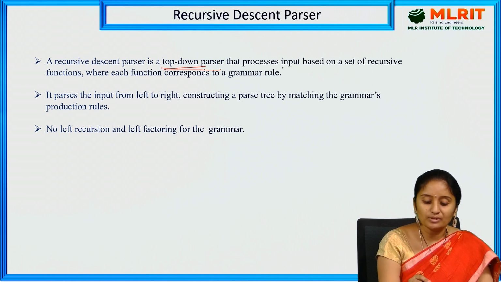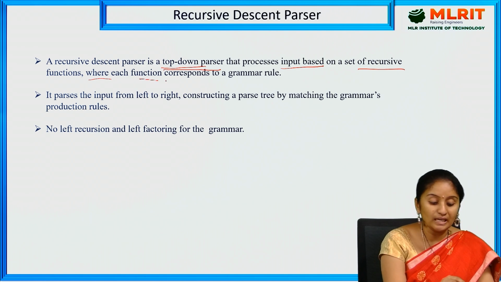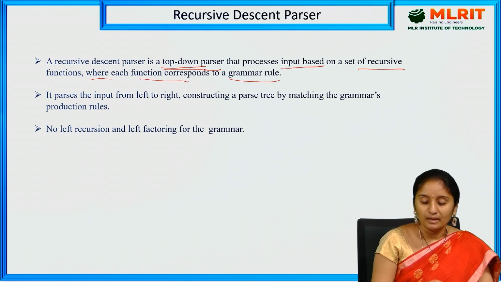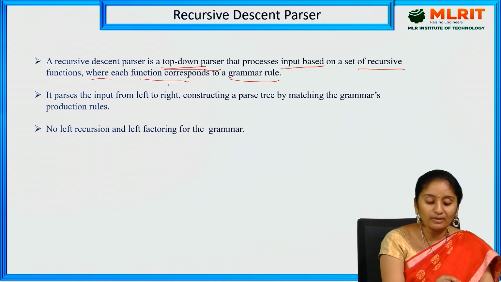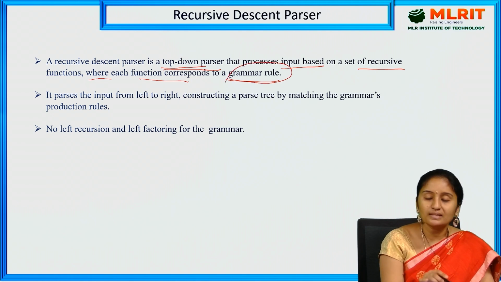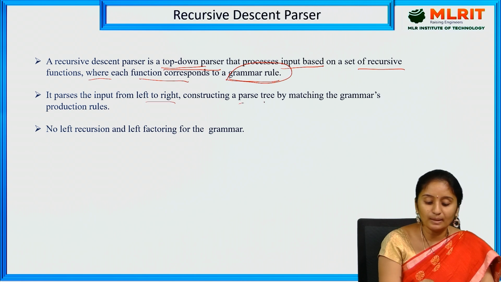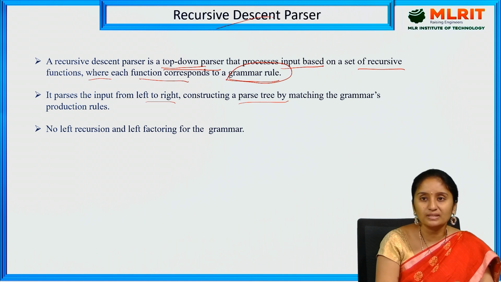It processes the input based on a set of recursive functions, where each function corresponds to a grammar rule. Here we are going to have a grammar. Grammar consists of productions, and for each grammar rule we are going to write a set of functions. It parses the input from left to right, constructing a parse tree by matching the grammar's production rules. In top-down parsing we scan from left to right, and based on that we construct the recursive descent parser.